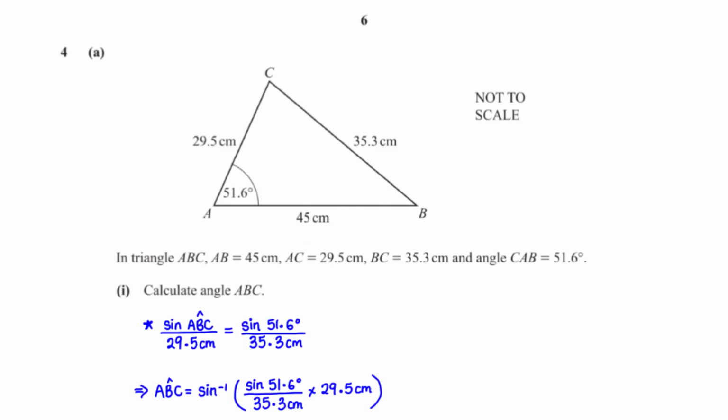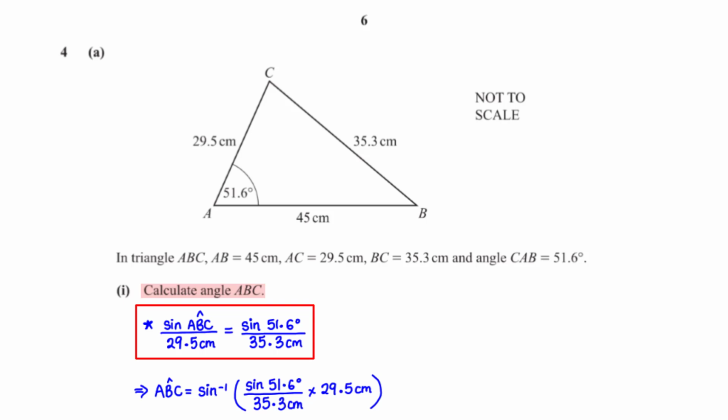In triangle ABC, AB equals 45 centimeters, AC equals 29.5 centimeters, BC equals 35.3 centimeters, and angle CAB equals 51.6 degrees. Calculate angle ABC. To get angle ABC, we apply the sine rule. This gives us sine of angle ABC divided by 29.5 centimeters equals sine 51.6 degrees divided by 35.3 centimeters.